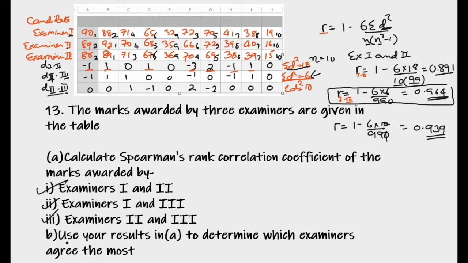And part B says use your results in A to determine which examiners agree the most. So our answer is the examiner 1 and 3. Examiners 1 and 3 agree the most.